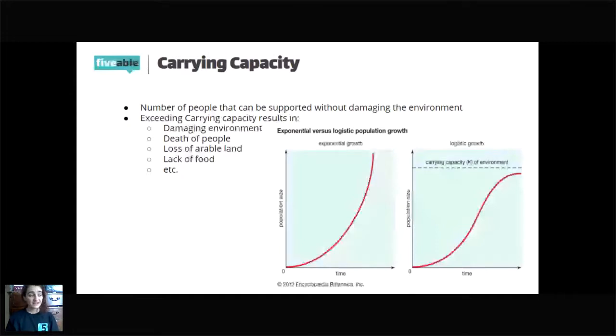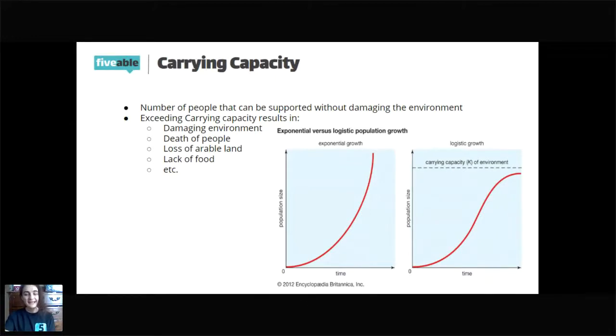Loss of arable land, because there are so many people who demand food. They need food to live, so there's going to be more stress on the land. Arable land is land that can be used for cultivation. The stress on the land will cause malnutrition and the loss of nutrients, and it will be harder for the soil to replenish and produce good crops. Because of the loss of arable land, there will be a lack of food.